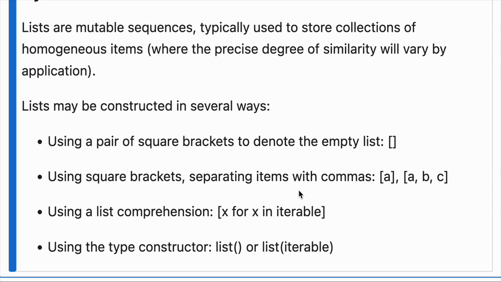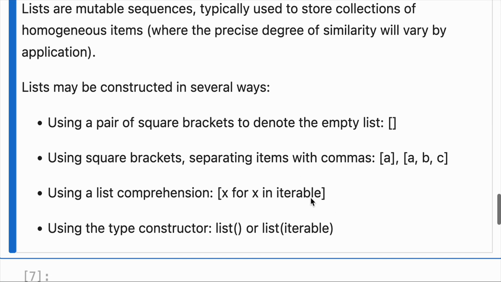Now, how do we declare a list? We can use a pair of square brackets for an empty list, or a pair of square brackets that contain elements in them, or list comprehension, which we won't be talking about in this tutorial yet, or we could call the type constructor like we did for the array module. Now let's try to implement lists. So let's implement an empty list.